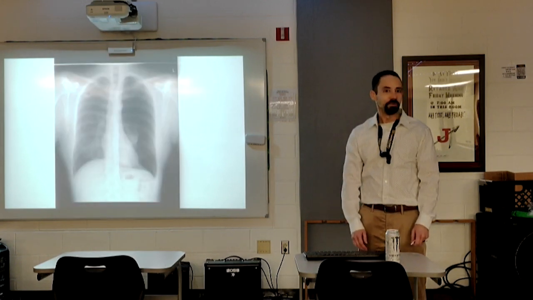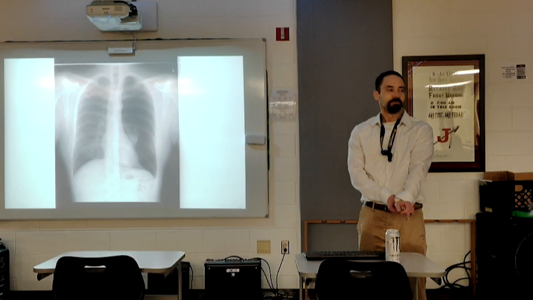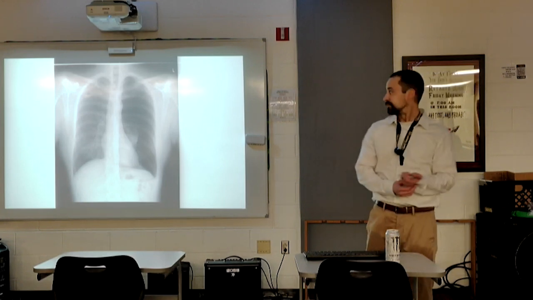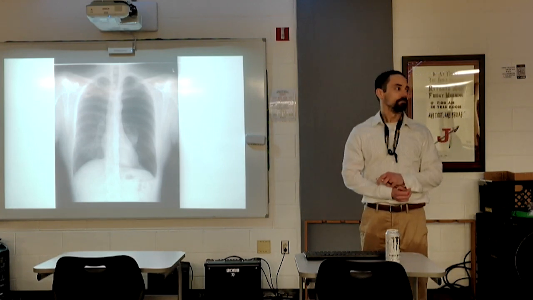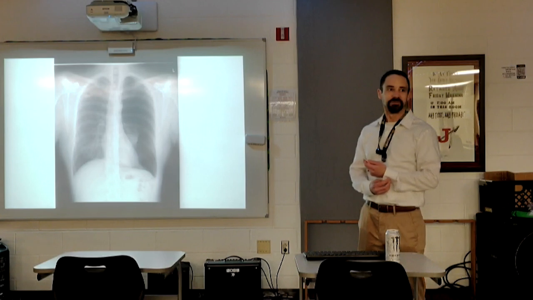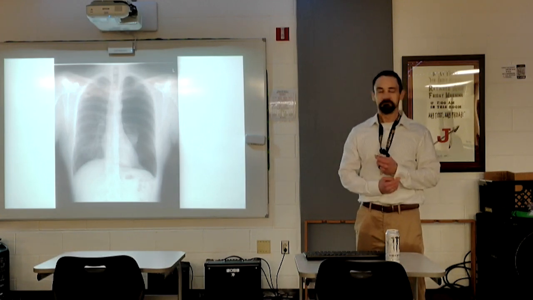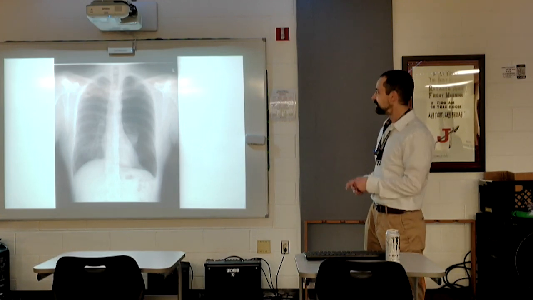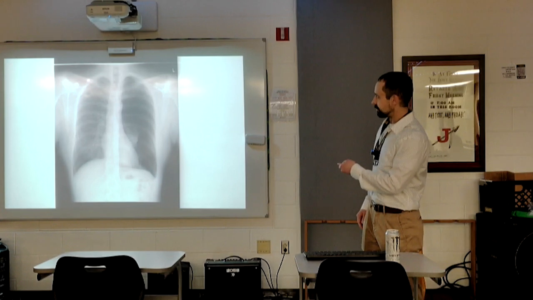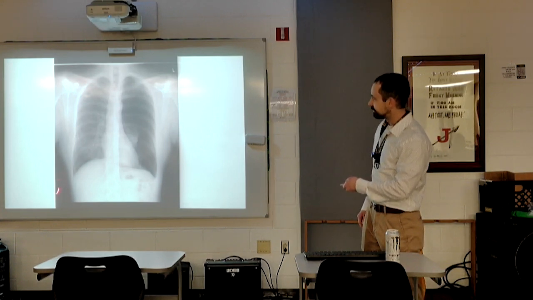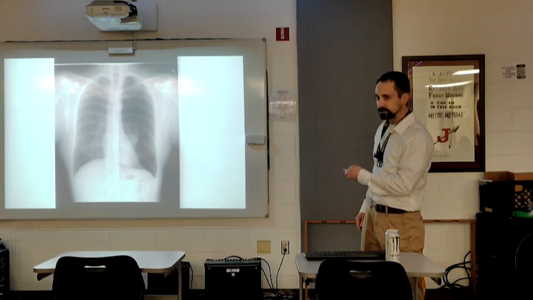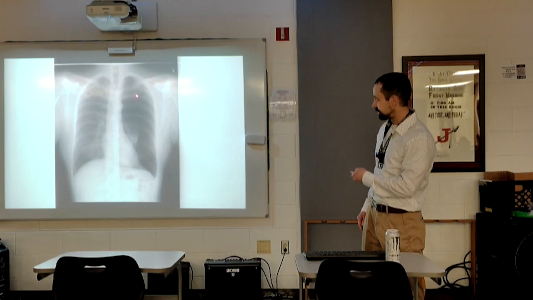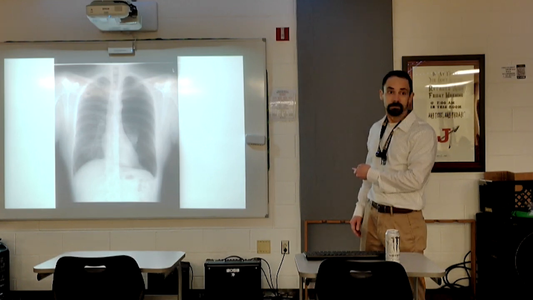Any idea on this one, where the problem is? Just look for symmetry, like compare the right lung to the left. Anyone? No? So the right lung, it's kind of dark. It's not as black as over here, right? There's some lung tissue in there. If you look at the other side, that's black, right?